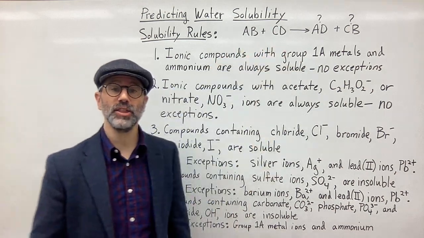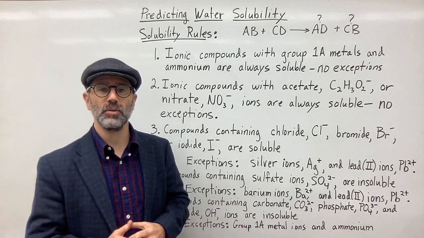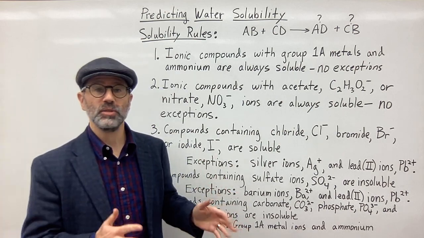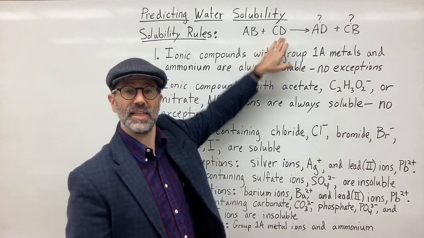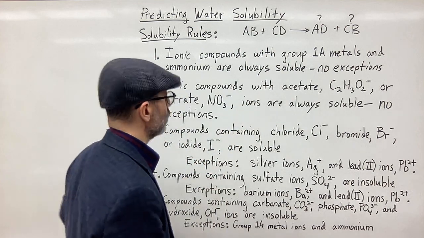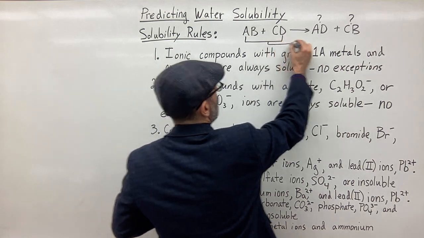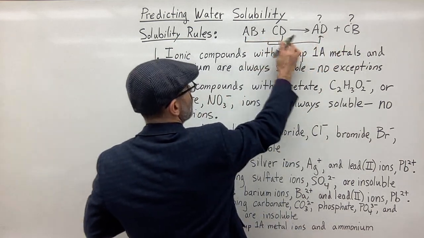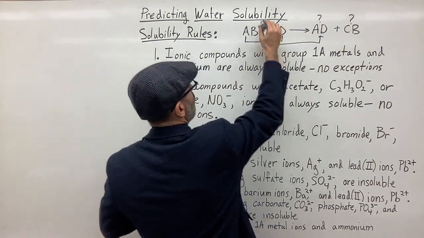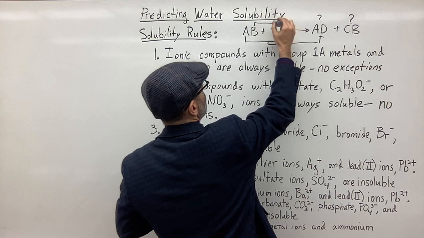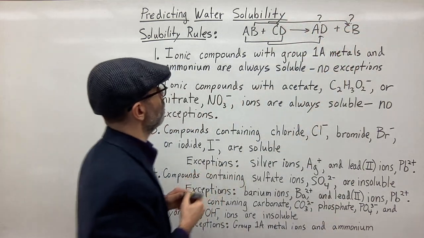Here's a generic equation. In my previous video we talked about double displacement reactions. So you have your double displacement reaction, you have substance AB, substance CD, the ions come together. Remember, the outside ions come together to form a product. So A and D come together to form AD. And then your inside ions are going to come together to form CB.